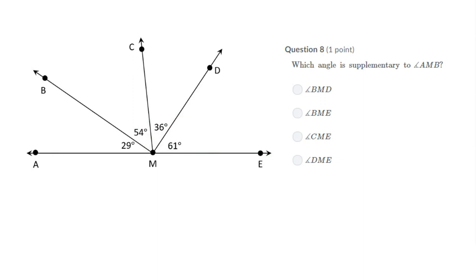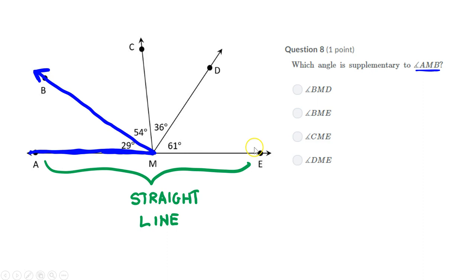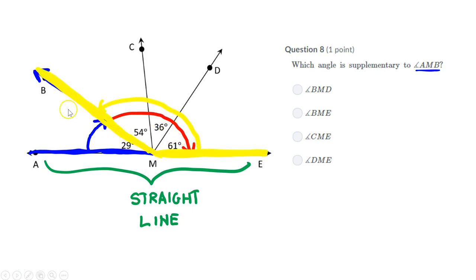For number 8, let's say which angle is supplementary to angle AMB. Angle AMB is this angle right here. I have all these smaller angles, but ultimately, I want to get a straight line. If I start here and then here for A and B, then the angle supplementary to it would pick up from here and move the rest of the way to the other end of the line. So the supplementary angle to AMB, which is 29 degrees, would take up the 54, 36, and 61 degree angles. This is the angle right here.